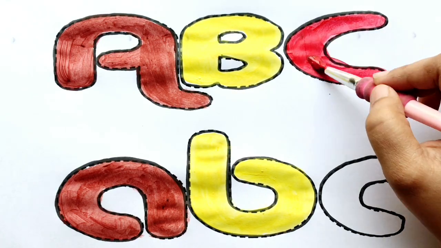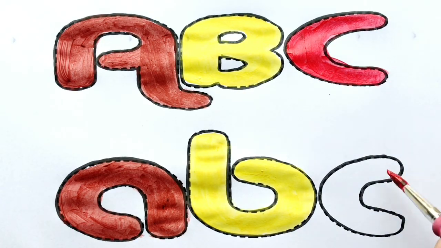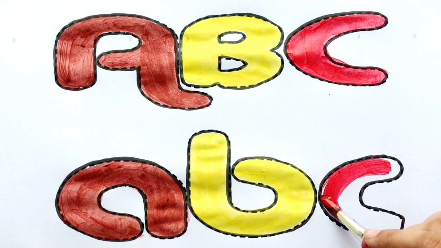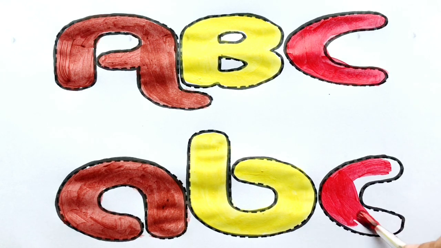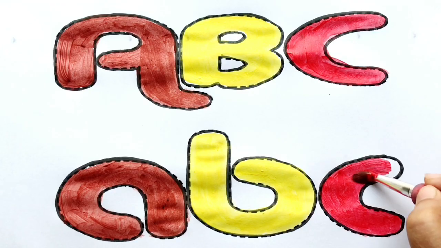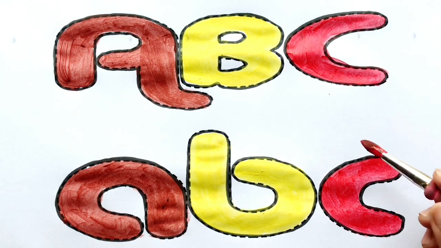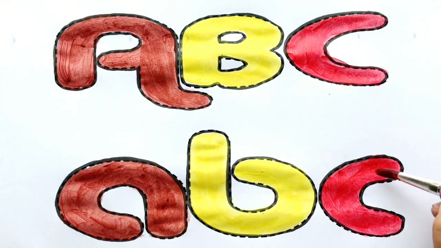Next time, won't you sing with me? A, B, C, D, E, F, G, H, I. C for candy. R, S, T, U, V, W, X, Y, and Z. Now I know my ABCs.